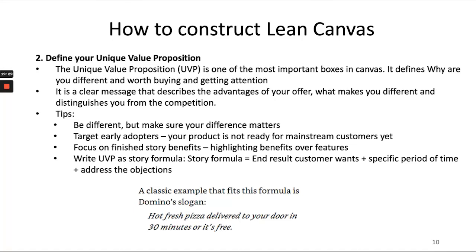So try to share the benefits of your solution, not only features. Write your UVP as a story formula, which means: the end result, what end customers want, a specific period of time, and address the objections. For example, hot fresh pizza delivered to your door in 30 minutes, or it's free. So this is an example of a nice and clear unique value proposition.